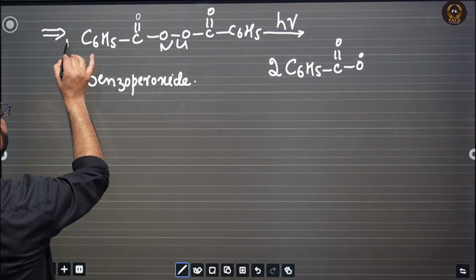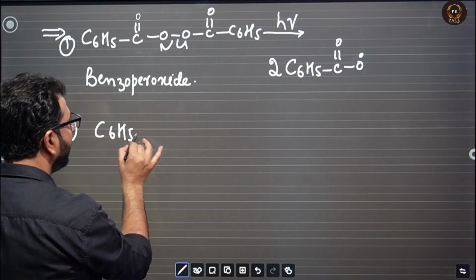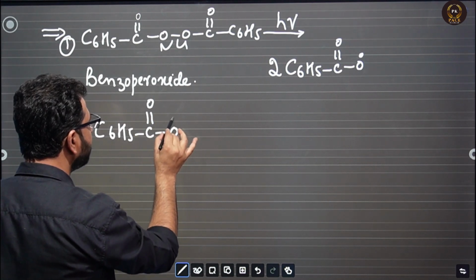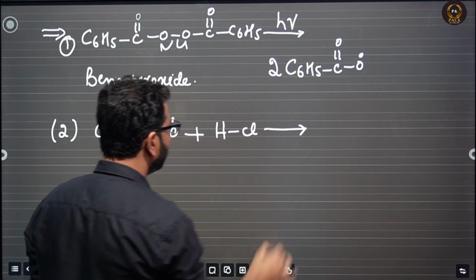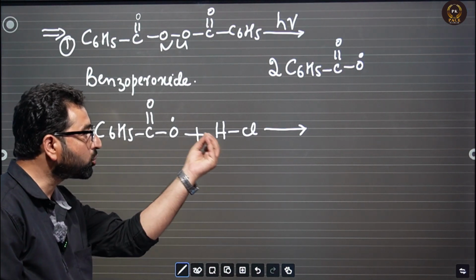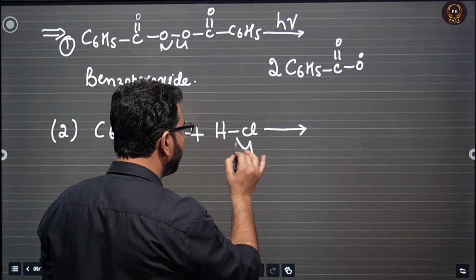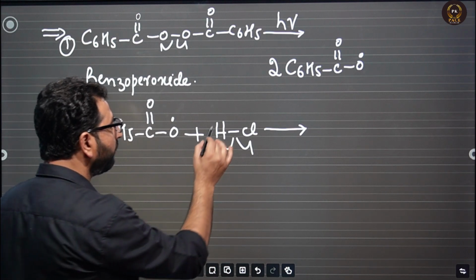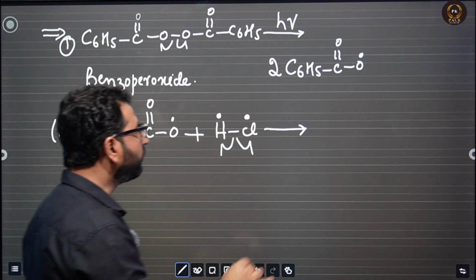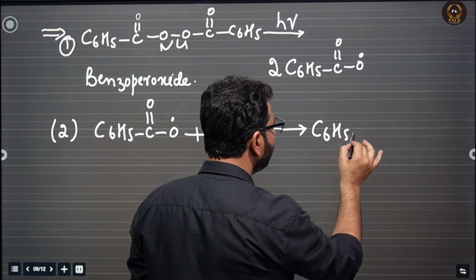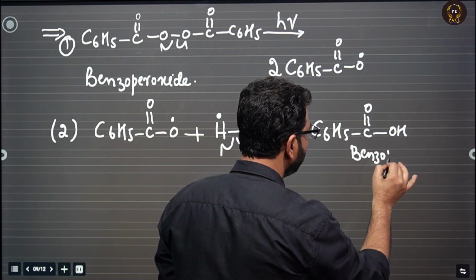Now in the second step, the C6H5 radical has given us this radical. In the second step, this radical will break HCl. If we have a radical, it will dissociate this molecule, and this is also a free radical. Here we get H dot and here Cl dot. This H dot will combine with this, it will form C6H5, C double bond O and OH. This is benzoic acid.